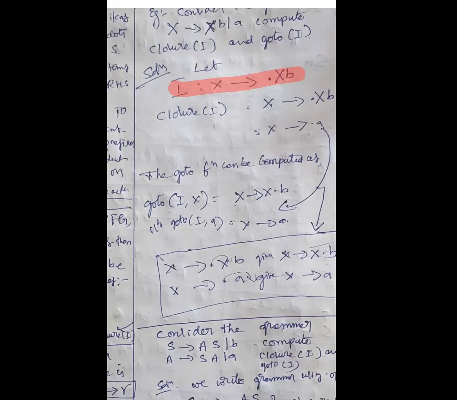That will be nothing but the same thing. After X, put dot. Just move the dot from left to the right. X dot B. That will be the go to. We move the go to the next level. We'll have another one. That means we have after dot here what? A. So go to of I comma a. Write in go to comma I comma a.